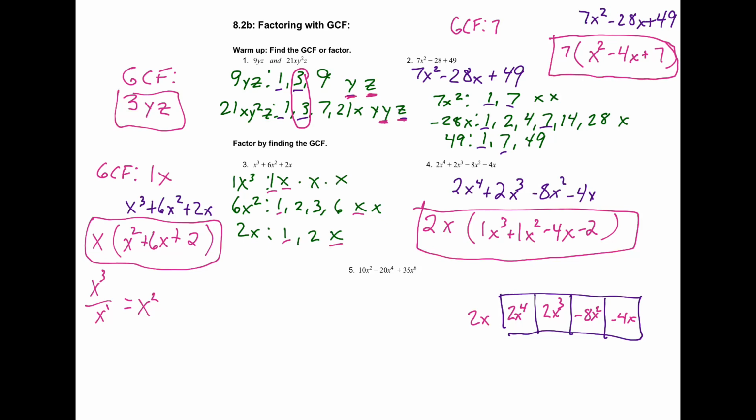So what do we multiply? 2 times what equals 2x to the fourth? 1. X times what equals x to the fourth? X cubed. Okay. 2 times what equals 2? 1. X times what equals x cubed? X squared. Okay. So 2x times what equals negative 8x squared? 2 times what equals negative 8? Negative 4. And then x times what equals x squared? X. 2 times what equals negative 4? Negative 2. X times what equals x? Nothing. So then this is my answer.